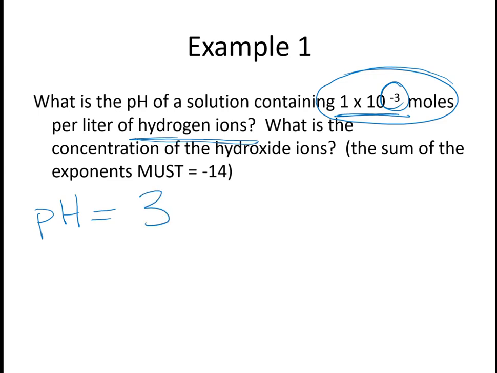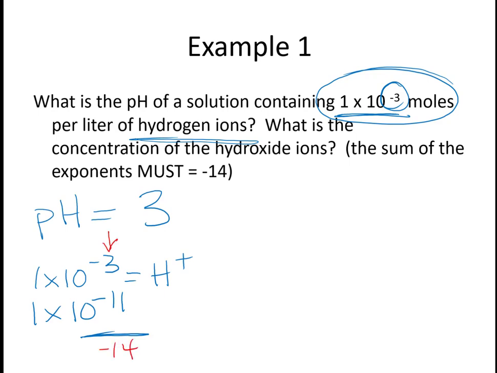What would our concentration of the hydroxide ions be? Well, that would be the opposite of the concentration of the hydrogen ions. The hydrogen ions are 1 times 10 to the negative 3. That means our hydroxide ions would be 1 times 10 to the negative 11, because when we take these exponents and we add them together, we want it to equal negative 14. So that would be the hydroxide ion concentration.